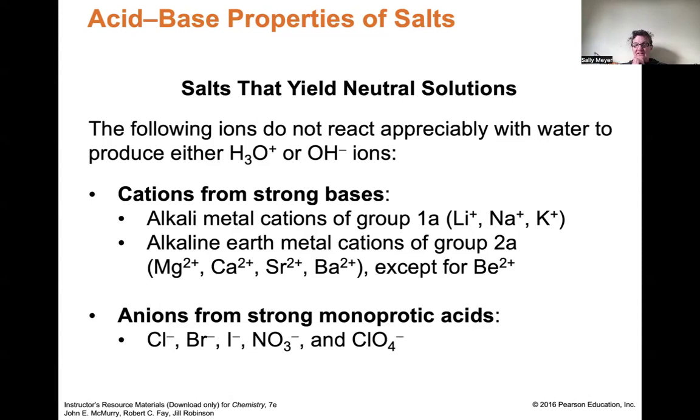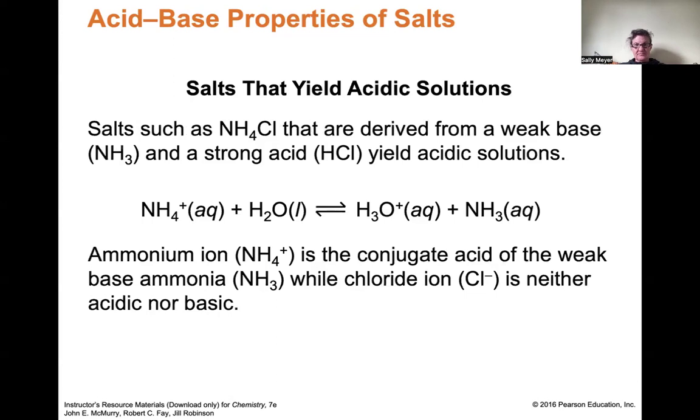Same thing is true of the alkaline earth metals. They're strong bases, so they're not going to act like acids or bases. They'll be neutral. Then anions from strong monoprotic acids. If you have a strong acid, something like HCl, when you put it in water, all of it dissociates to make hydronium ions and Cl-. That's the same thing as saying if you put Cl- into water, it's not going to react with water to go backwards to form HCl. The H likes to be taken off of it in water.